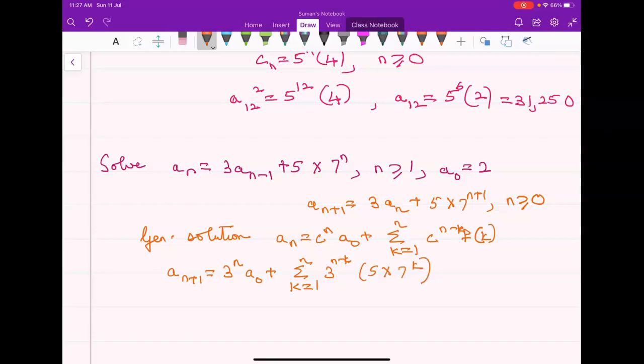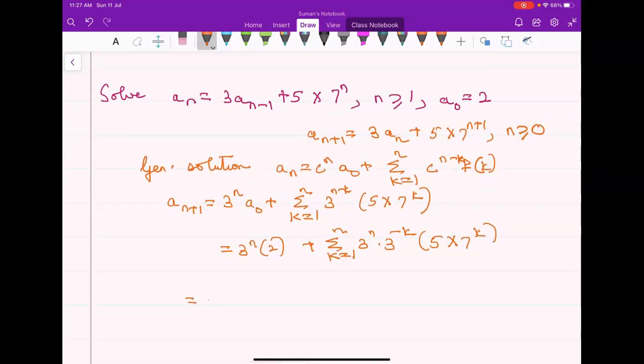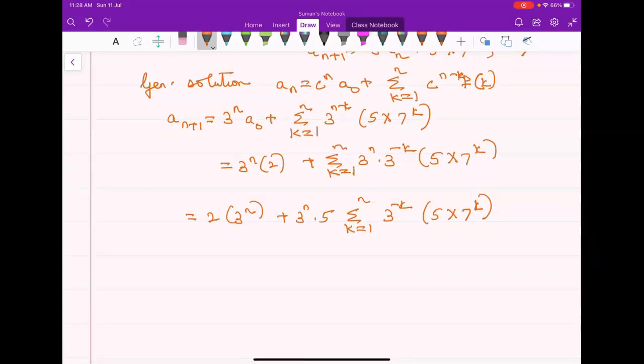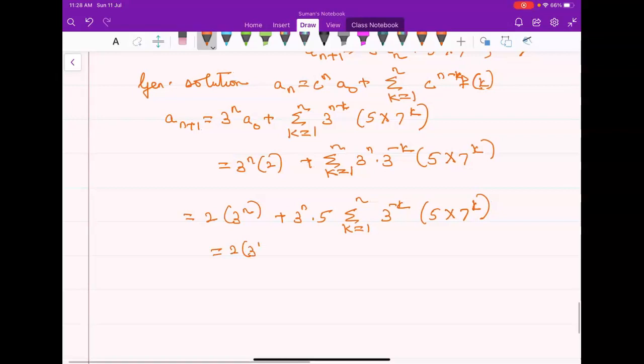And a_0 is 2. So that would be 3 raised to n into 2 plus summation k taking value 1 to n. You can split this as 3 raised to n into 3 raised to minus k into 5 into 7 raised to k. This is the law of indices. So that would give you 2 into 3 raised to n. Now your summation over k: 3 raised to n and 5 you can take out. So it is 3 raised to n into 5, summation k taking value 1 to n, 3 raised to minus k into 7 raised to k. This is just plain summation. I'm writing down the steps anyway.